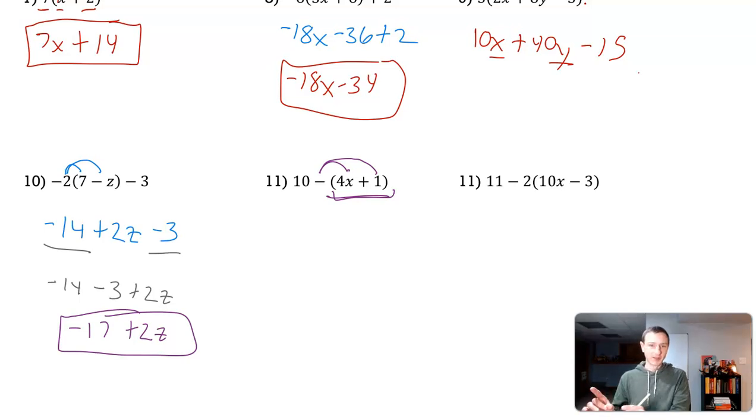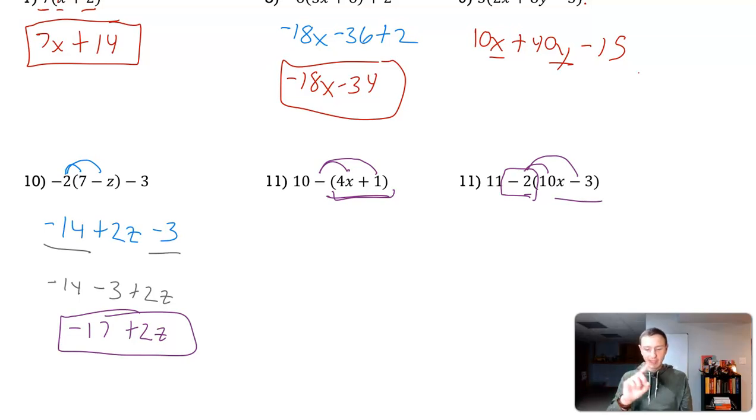We're on number 11 again, the second 11. I want to do 11 minus 2 times 10x minus 3. So I want to subtract off all of doubling these terms, but I want to make sure I'm subtracting it off. So what I have to distribute here is the negative 2. I want to do negative 2 times 10x, negative 2 times negative 3.